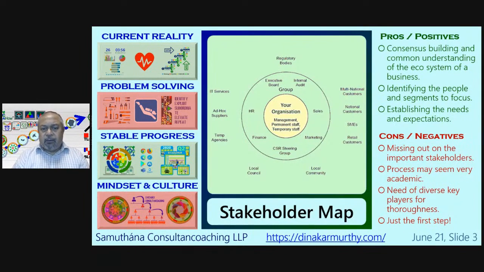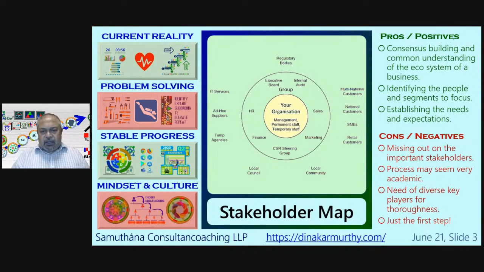So let me now talk about the mitigation measures. First is missing out on most important stakeholders. For that, the mitigation is to ensure that the team is diverse. That's again the third negative which I have listed out. So let me first address the mitigation for that.